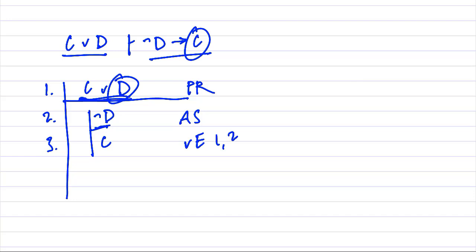Again, it's not always going to be this way, but in just 2 lines we have gotten our conditional. So on the next line, back against the main line of the proof, we can put our conditional. So that's arrow I for introduction, and that's going to be, again, lines 2 through 3. So that's our conclusion, and we're done.